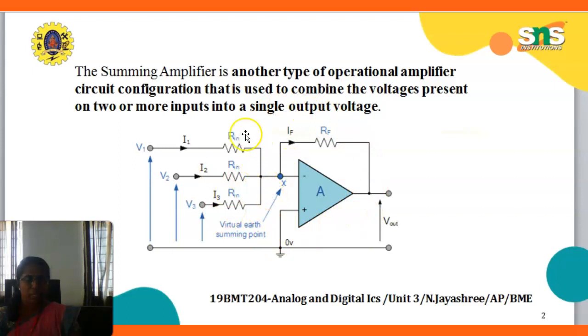Here there are more than 2 inputs, that is 1, 2, 3 up to 10; you can connect n number of voltages to the resistances connected to the inverting terminal. This RF is connected as feedback, carrying the current IF. This forms the virtual summing point X, which is represented by the dot. This together forms the Vout.